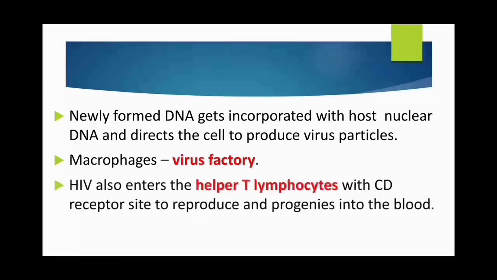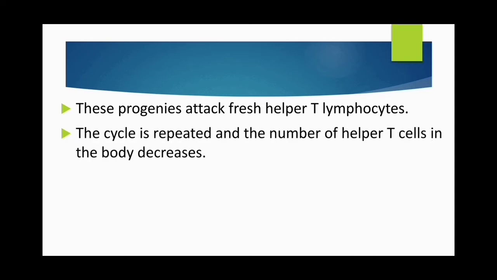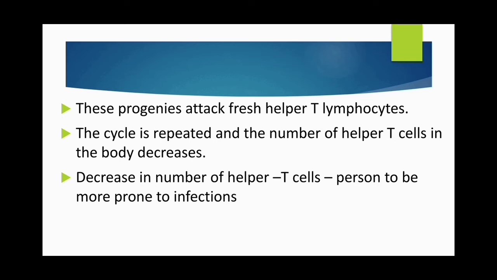From macrophage, HIV enters helper T cells, since they also have the CD4 receptor, and reproduces and releases a large number of progenies into the blood. This large number of progenies of virus attack fresh helper T cells. This cycle will continue and slowly the number of helper T cells starts to decrease. Since these cells have a significant role in immunity, the decrease in the number of T cells results in the person being more prone to infection. And HIV is a lifelong infection.